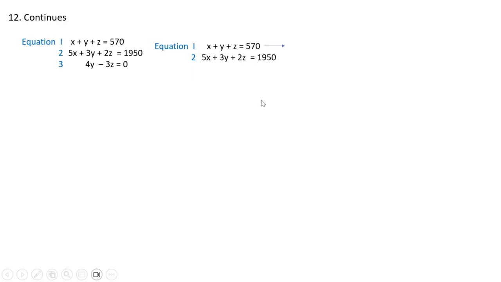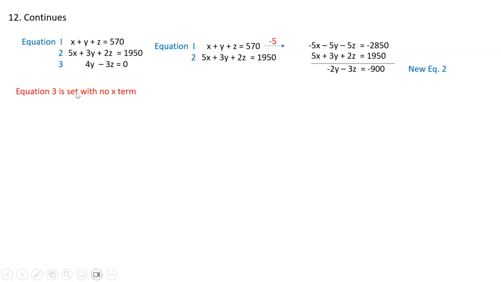So I'm going to multiply equation 1 by -5. After I distribute the -5 times all those terms, it gives us -5x - 5y - 5z = -2850. We'll just bring down equation 2 over. We add them, so we got -2y - 3z = -900. This becomes my new equation 2. Now, equation 3 already has no x, so I can skip that part and go straight to finding my new equation 2 and my equation 3.